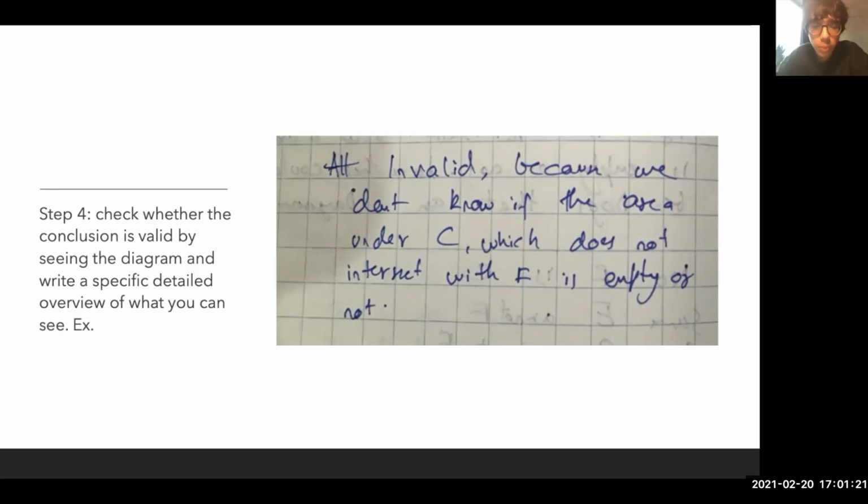So you need to be very specific by providing detailed visual examples, by saying that since there's no dot in the intersection of A and B, that means that the answer is so and so. So you have to be ultra specific and write down why you say the conclusion is valid or invalid. So that's the last step.